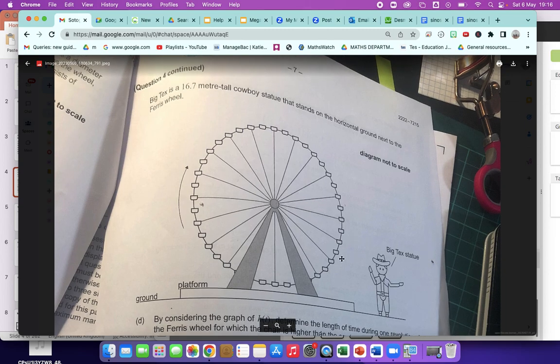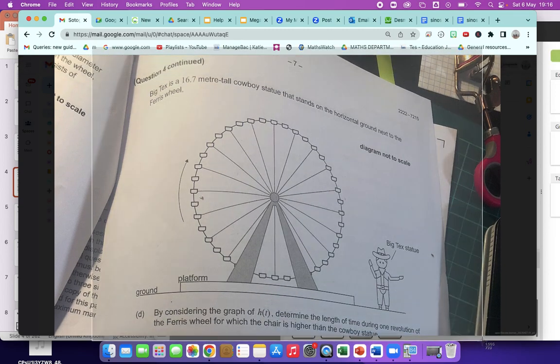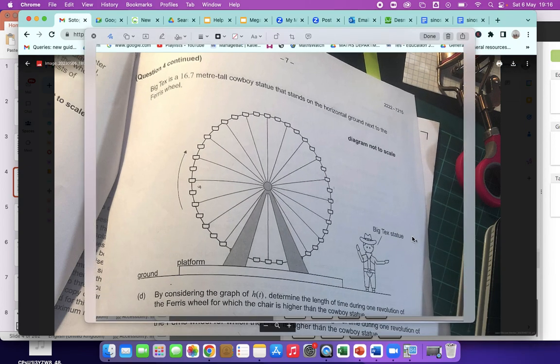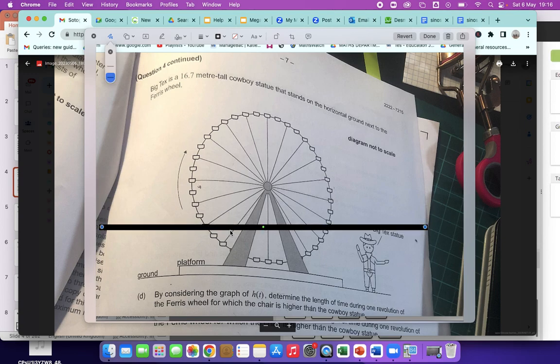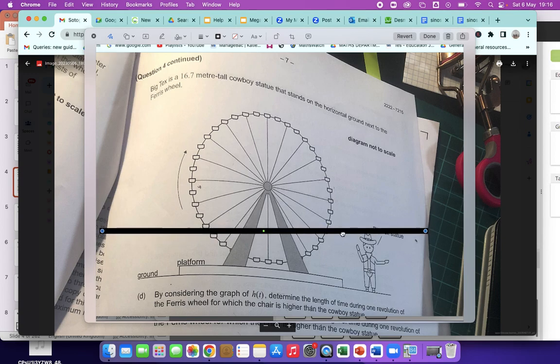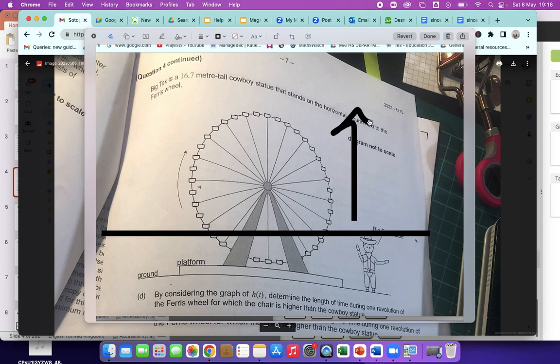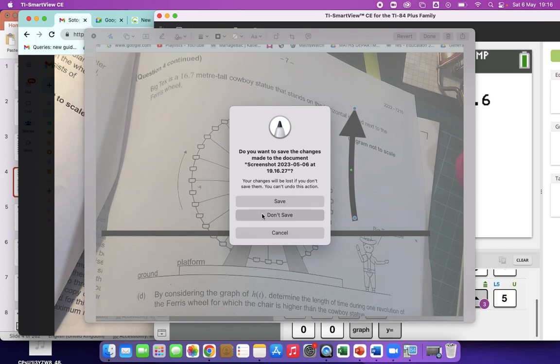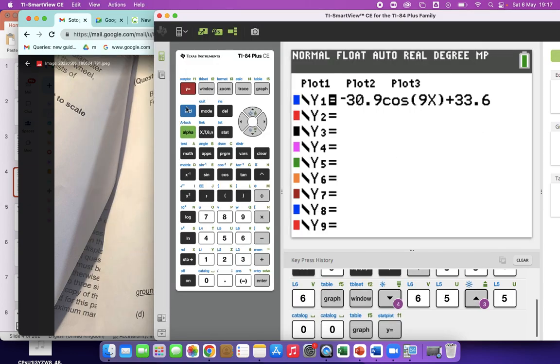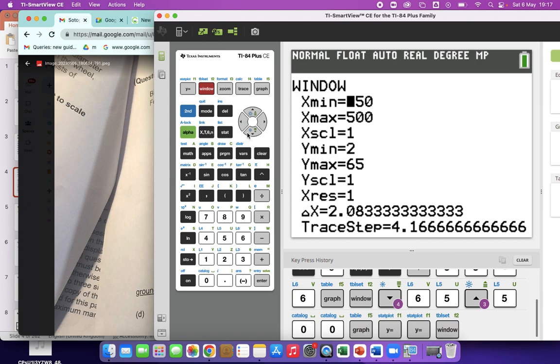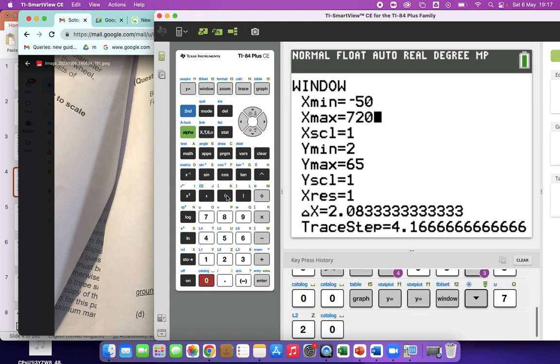So what we want to have a look at is annotating this diagram with a little bit of a drawing. And we're going to say, well, how long is it bigger than 16.7, which is here? So I'm going to go back to my calculator. I am actually going to adjust my domain and range a little bit to match with what I decided earlier. So remember, we said the domain was going to be roughly 720. So if we go to our window, let's change our max to about 720. Graph.